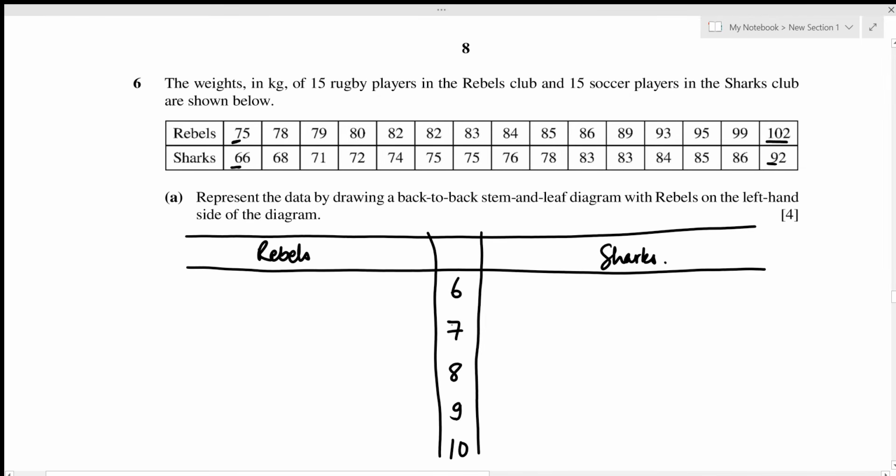Now let's fill up the leaves. So let's look at Rebels first. We need the value for 6, but we already determined that the lowest value is starting with the stem of 7. So there are going to be 0 leaves for Rebels with the stem of 6. Let's look at the same value for Sharks. So that's going to be 6 and 8.